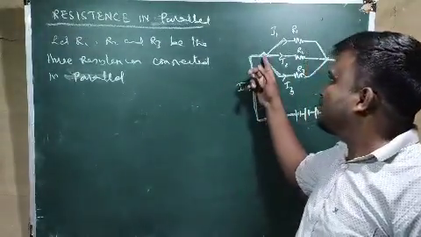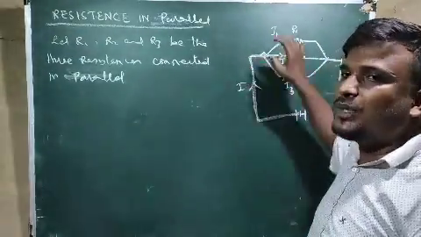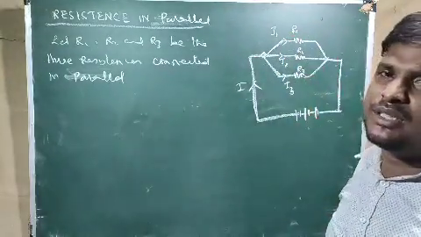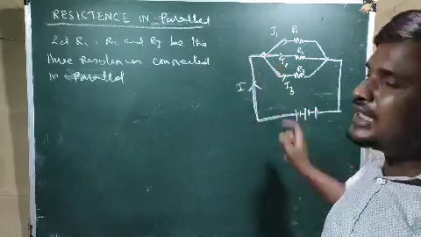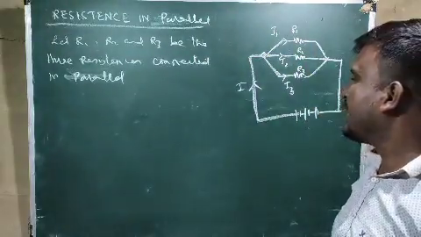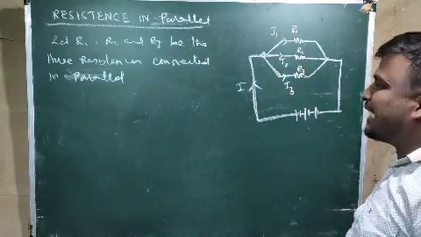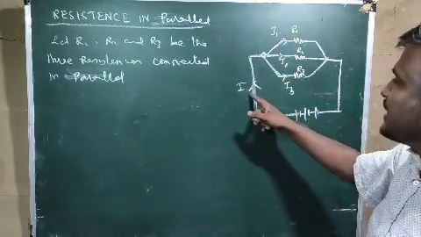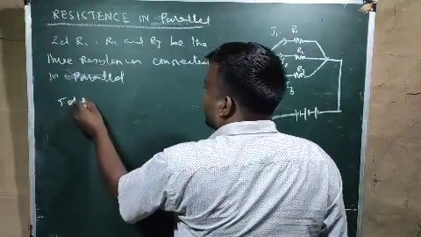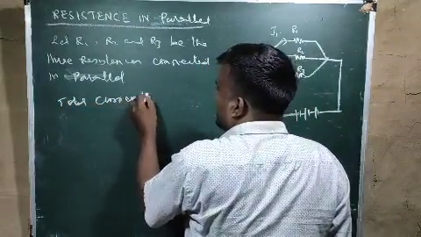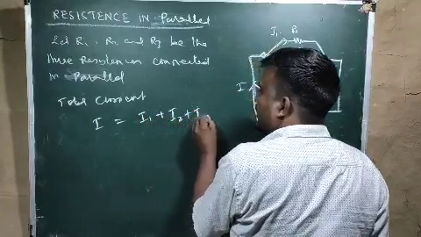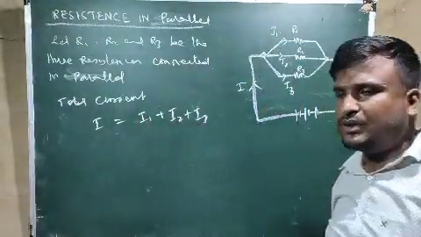Now at a junction, if current gets divided, then those branches will always be in parallel combination. Here you see current gets divided. If current gets divided, then you can say that these branches are in parallel combination. Since this is in parallel combination, current will get divided into I1, I2 and I3. So the total current I will be equal to what? I1 plus I2 plus I3. I hope you have understood this.